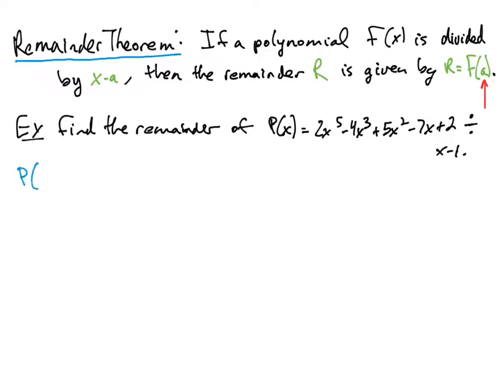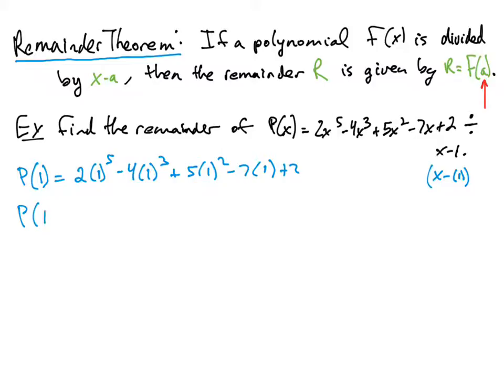So p of a, the value here, this is x minus, or x plus, x minus 1. So we're going to input 1 into the function. Let's see what happens. 2 times 1 to the fifth minus 4 times 1 cubed plus 5 times 1 squared minus 7 times 1 plus 2. And then we just have to simplify this down.